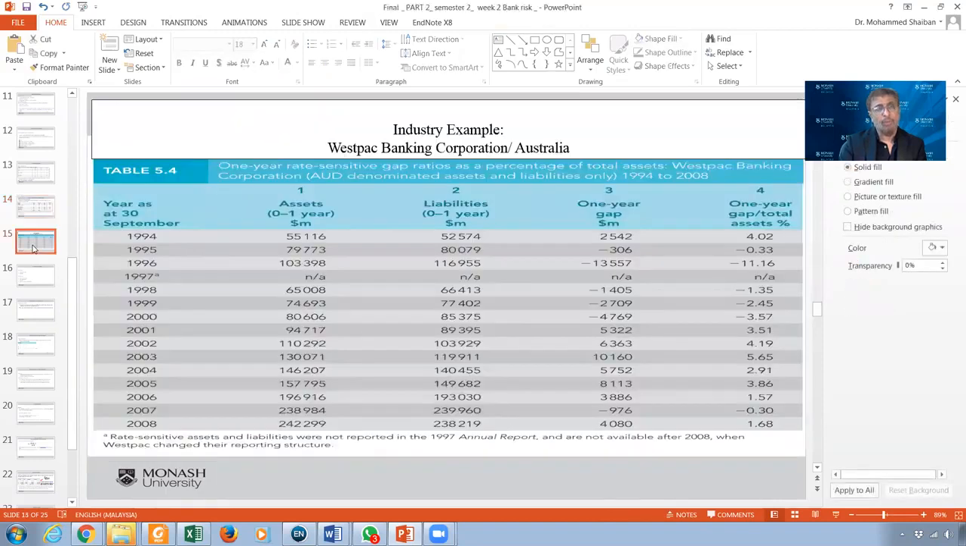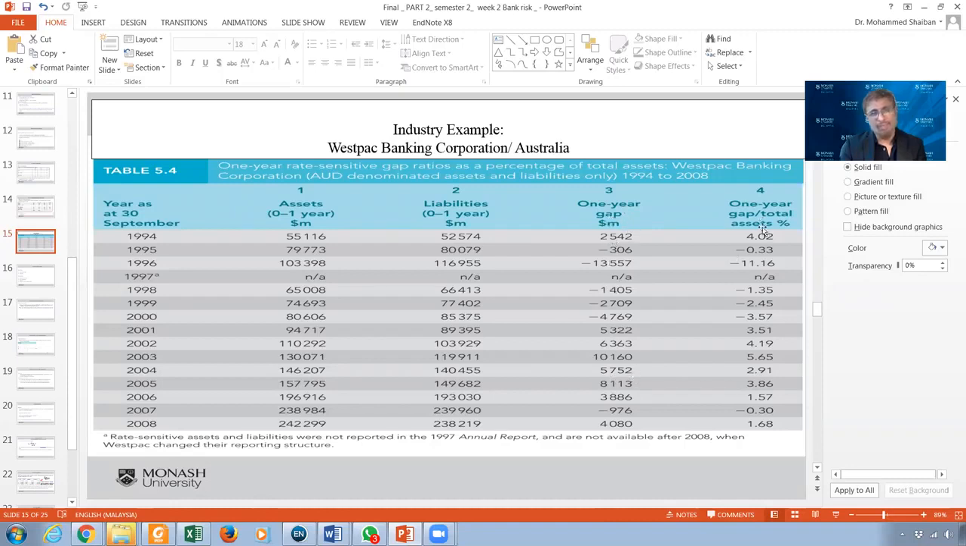I told you before that they have what we call the Westpac and all those banks. For example, this is Westpac, one of the big four in Australia. And what they do, they report. And this is actually one of their calculations from 94 to the year 2008. And you can see they calculate the assets, liabilities, and actually the 1 year gap.